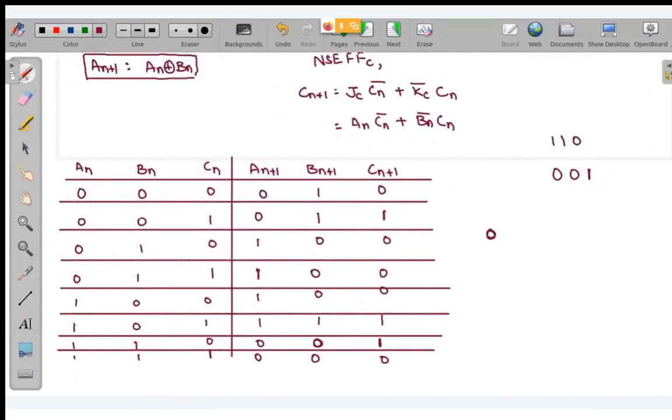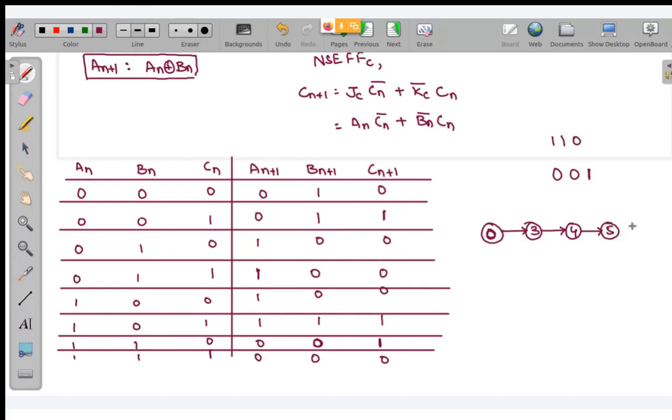So look, when we are at 0, we are going to 3. When we are at 3, we are going to 4. When we are at 4, we are going to 5.